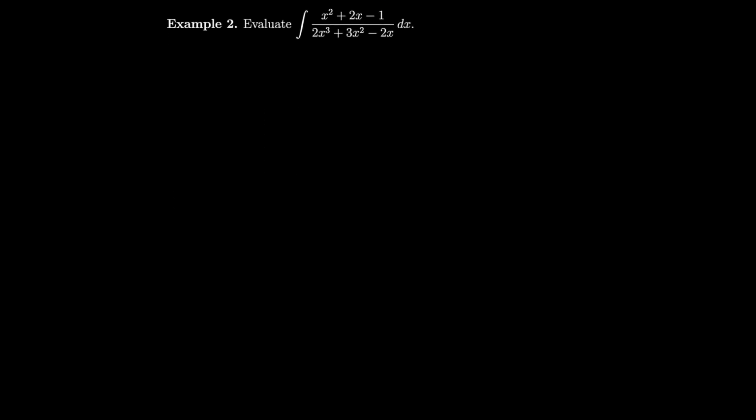Okay, in this example, the degree of the numerator is not greater than or equal to the degree of the denominator. So instead of dividing, we'll go straight to trying to figure out what the partial fraction decomposition of this rational function is. So in order to start doing that, let's factor the denominator. So 2x cubed plus 3x squared minus 2x is equal to x times 2x squared plus 3x minus 2. Just factor out x. And then we could factor that quadratic and get x times 2x minus 1 times x plus 2.